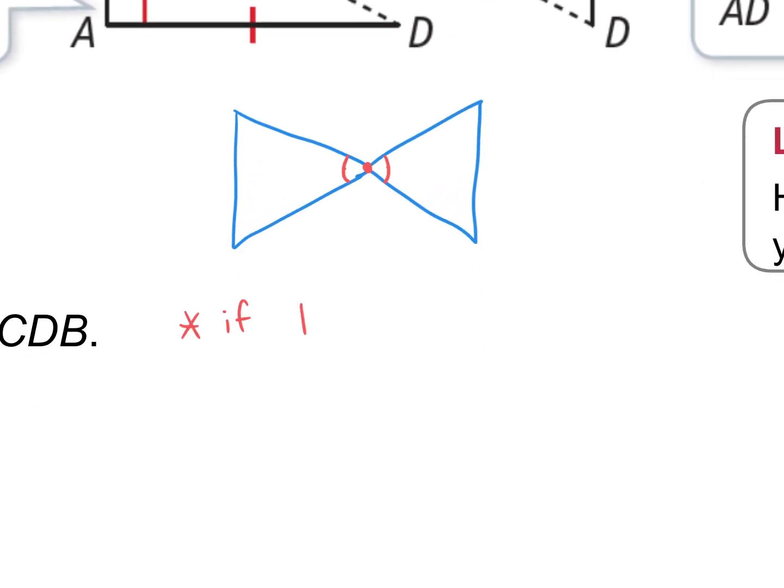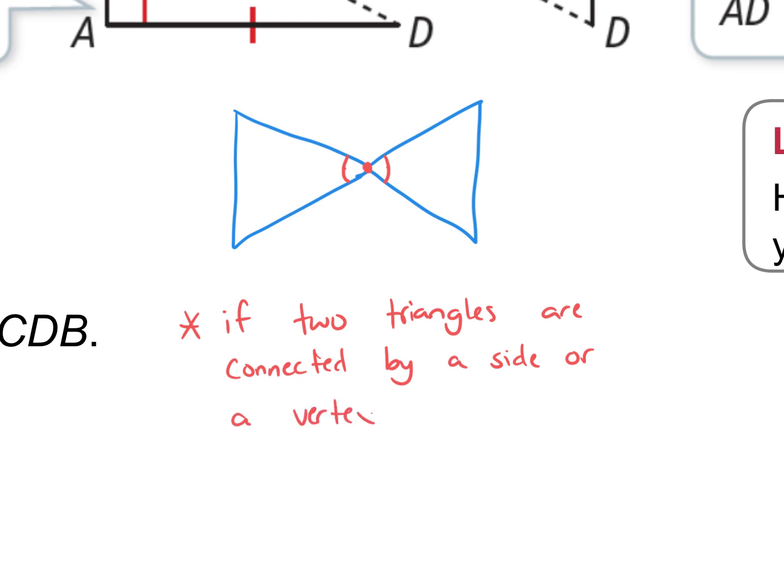If two triangles are connected by a side or a vertex, you can assume the sides or angles are congruent.